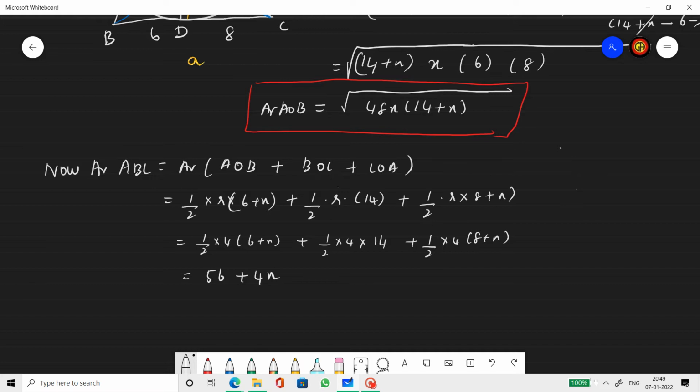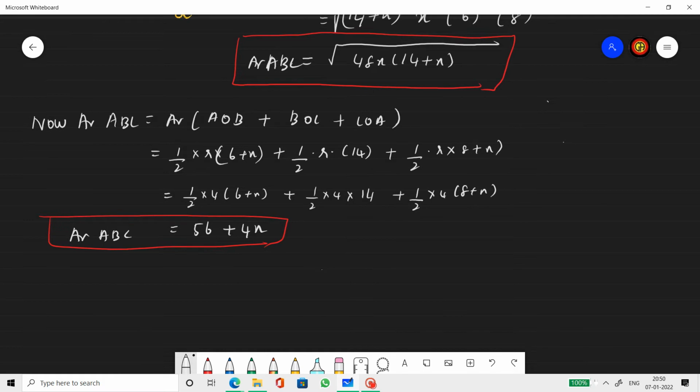Now both are areas of the same triangle. This is also the area of ABC. Previously what we found is also the area of ABC. So therefore, we can equate the areas. So root over 48x into 14 plus x equals 56 plus 4x. Squaring on both sides, we get rid of the root.